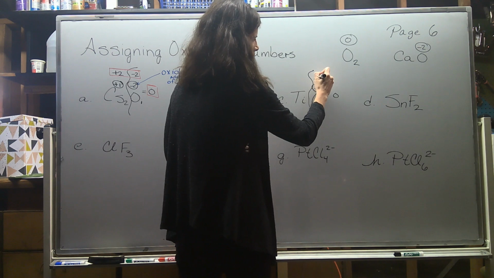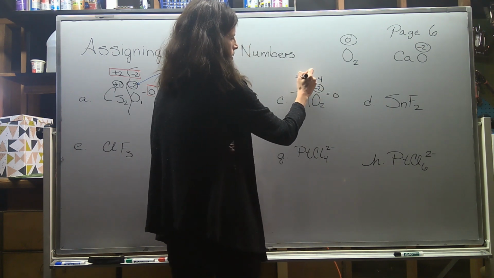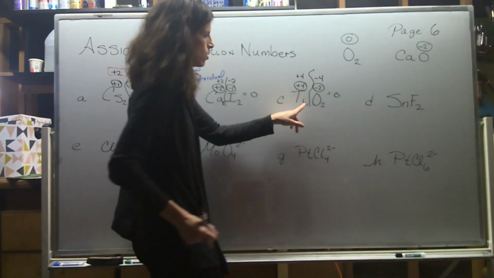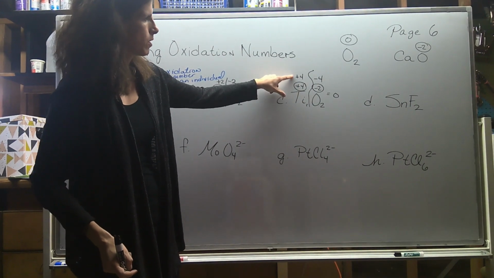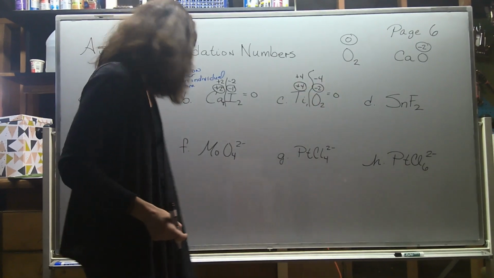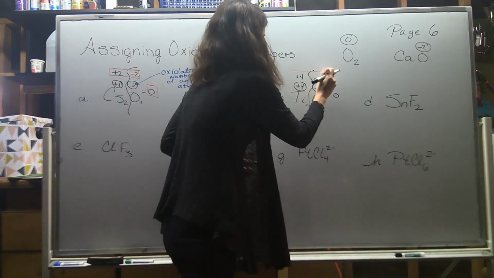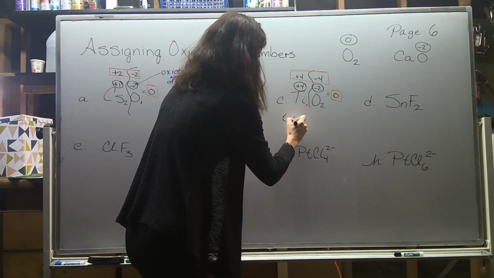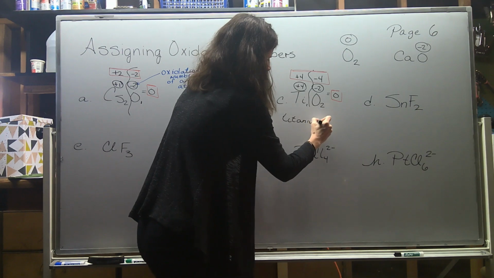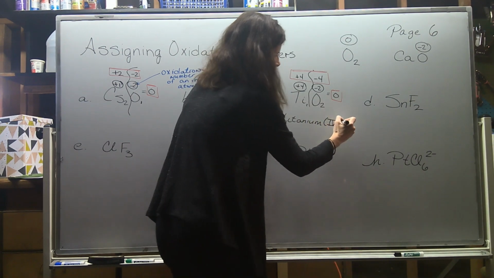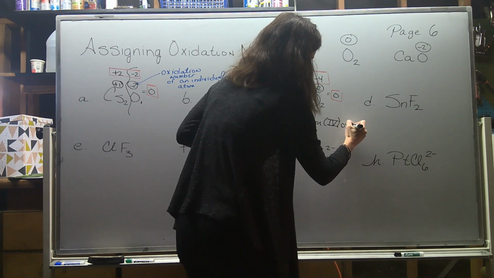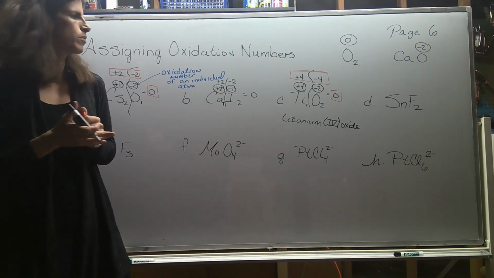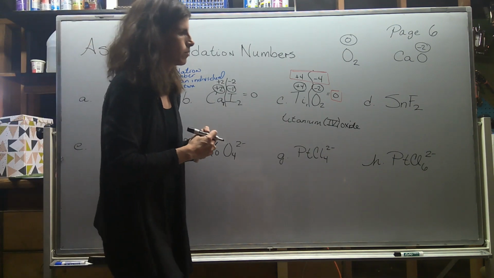-2 times 2 is -4. The whole thing needs to equal 0. So I'll do a +4 on that side. 1 times +4 gives me +4, and they add up to 0 there. So if I was going to write the name of this, this would be titanium(IV) oxide. So Roman numerals in the nomenclature represent the oxidation number of the transition metal.